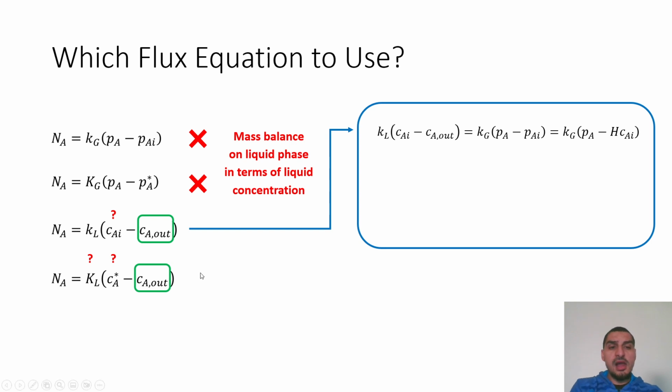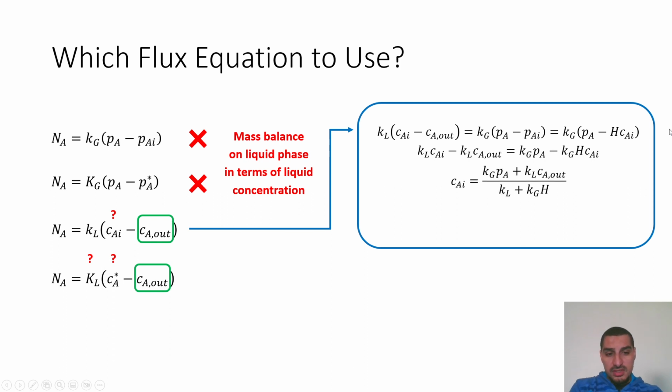So this is what we will have. This is KL (CAi − CA). This is the liquid phase mass transfer flux, and this is the gas phase mass transfer flux. We substitute Kg with P interface with H C interface. Then we will rearrange the equation in order to get C interface in terms of the rest of the parameters. And if you plug this in here, the equation would be this.